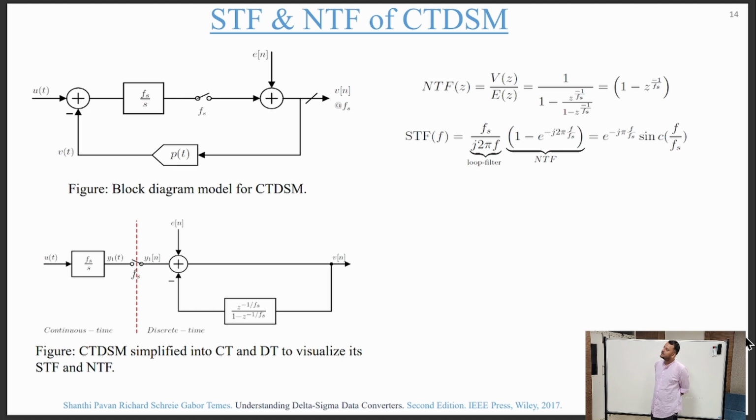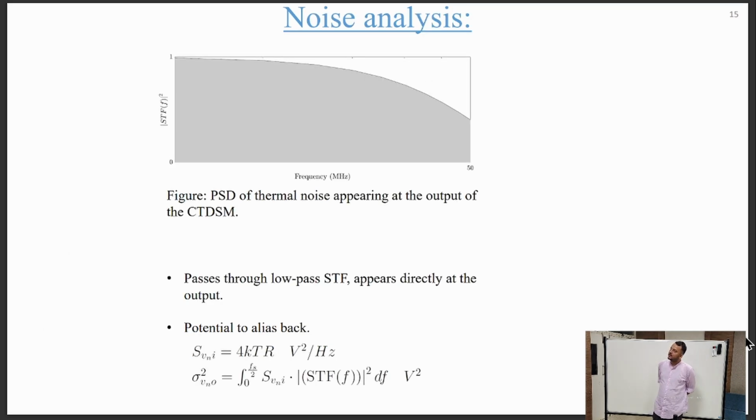So we'll discuss a little bit about the STF and NTF of the CTDSM. This is the block level model of the CTDSM, which is rearranged in the figure below. As we can see, the NTF and STF are high pass and low pass transfer functions respectively. Based on the transfer functions and the noise models, we did the noise analysis in a first order single bit CTDSM topology and other topologies also. We'll just go through all this quickly.